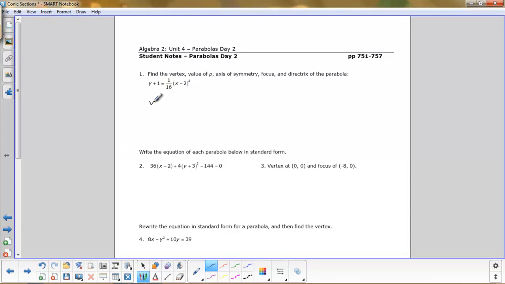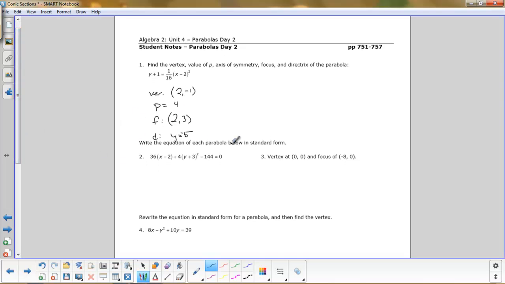So the vertex is going to be at 2, -1. The value of p is here, and that's 4. 4 times 4 equals 16. The focus is the ordered pair 2, 3, 4 units away from the vertex. And the directrix is at y equals -5.